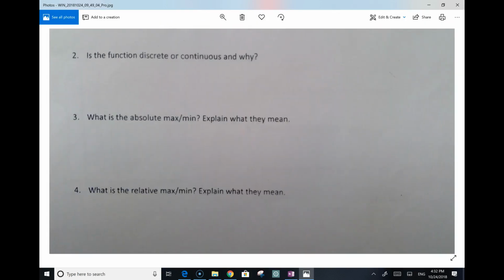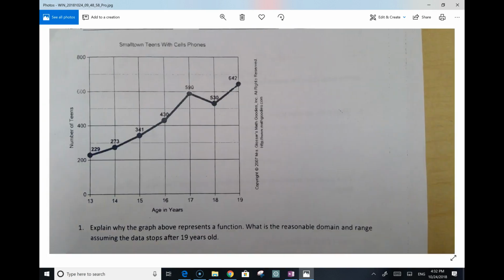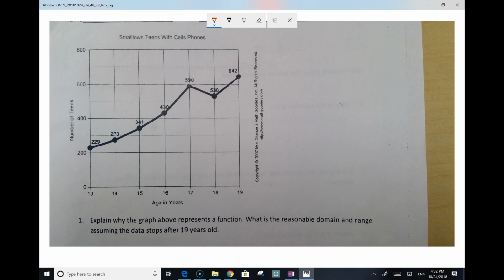Number 4, what is the relative maximum and minimum, and explain what they mean? Okay, well, relative max and min can sometimes be a little confusing. The relative max is a point that is high, but not as high as the absolute max. Not only that, but it also occurs as a switch point. In other words, a point at which the graph's direction changes from increasing to decreasing.